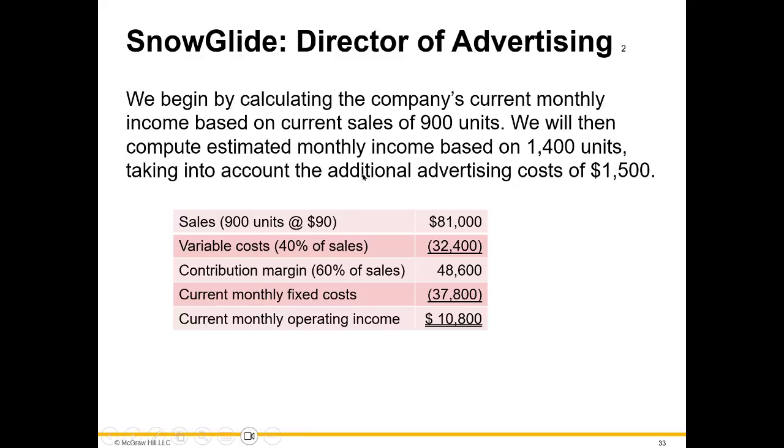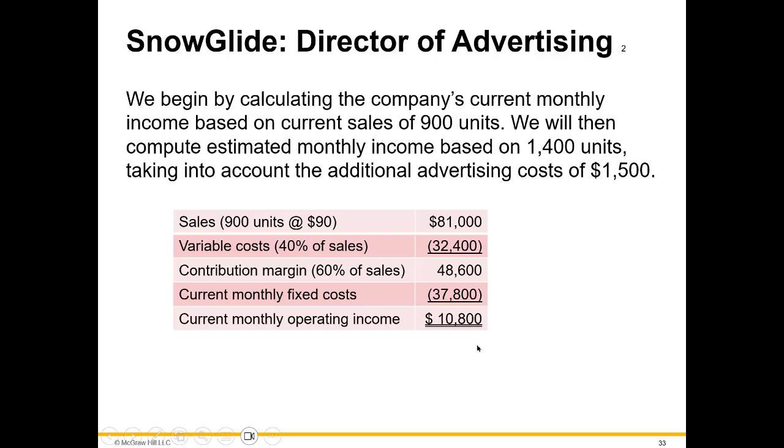All right, we're going to start by calculating the company's current monthly income based on current sales of 900. And then we'll go the step further and figure out what it would be if we sold 1,400. So here's 900 at $90. That's the cost per board. Remember, the variable costs are 40% and the monthly fixed costs are 37,800.